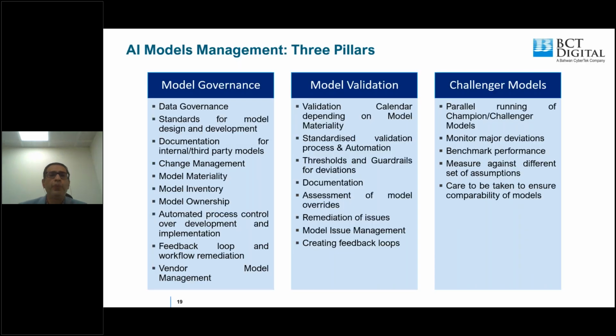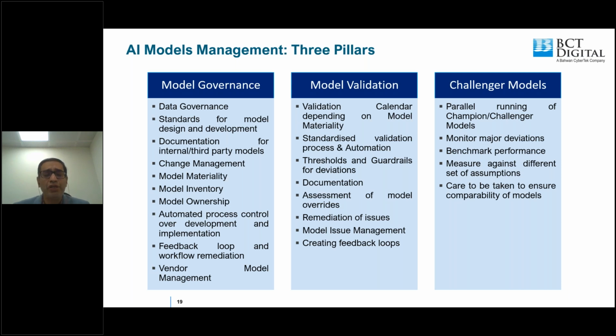So, if you were to consolidate everything, we can look at model lifecycle management as 3 pillars. The first pillar is the governance part of it. Governance would include the standards for model design. So you need to have proper standards for design and development. It is not that anyone can develop a model depending on their own approach. There needs to be a standardized process in place for both development and approval of models.